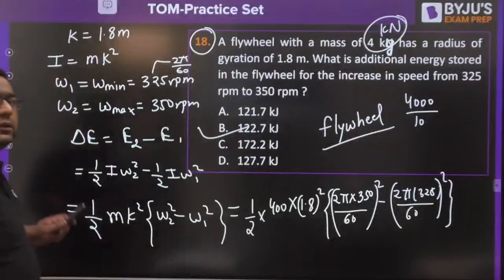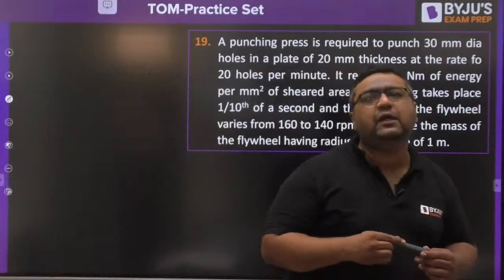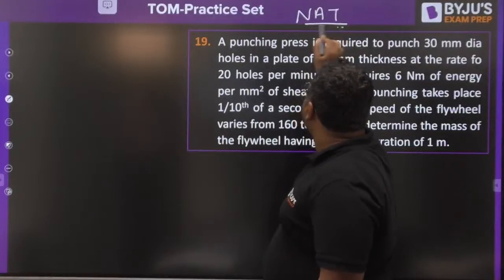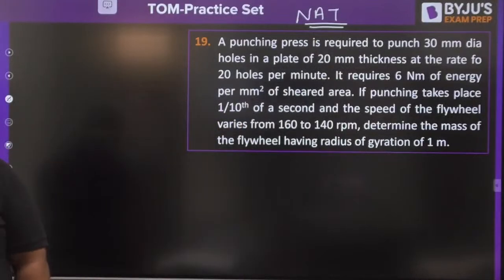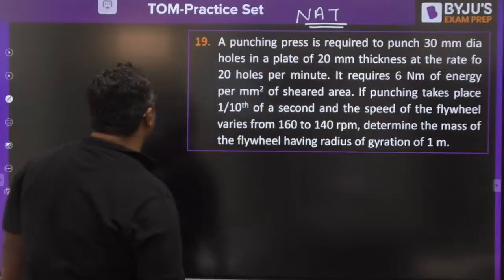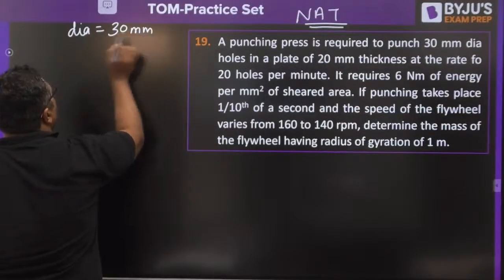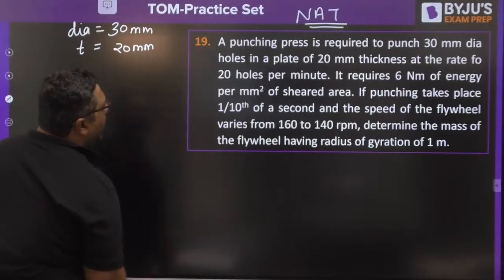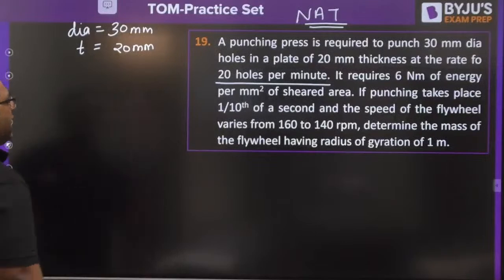Very good, Bhavya. So guys, next question is from punching press. This is a very, very, very good question. And this is again a numerical answer type question. And after this question from flywheel, we will be entering into the next topic, that is balancing. So a punching press is required to punch 30 mm diameter hole. I will be giving you a hint. 30 mm diameter hole, and the thickness is 20 mm because that is the thickness of plate. At the rate of 20 holes per minute, it requires 6 Newton meter of energy per mm square.